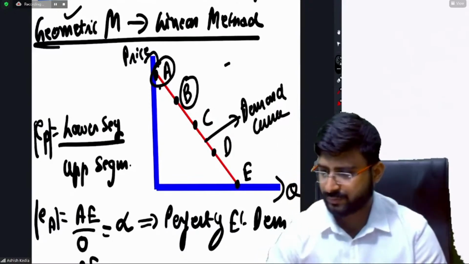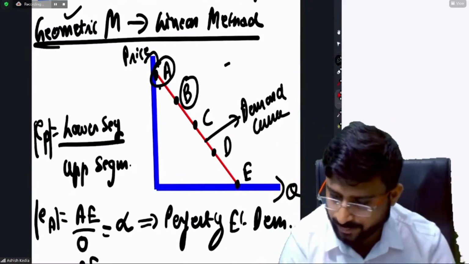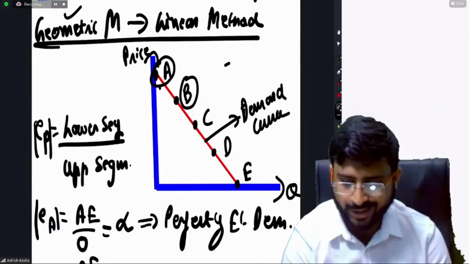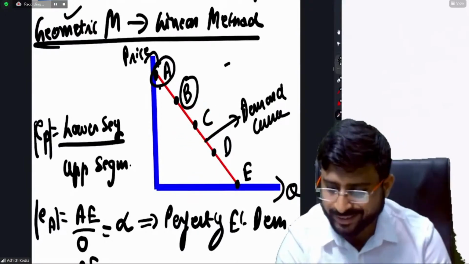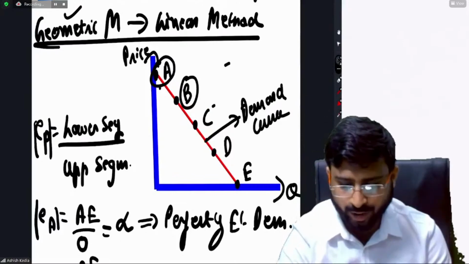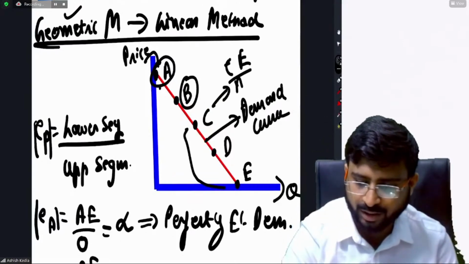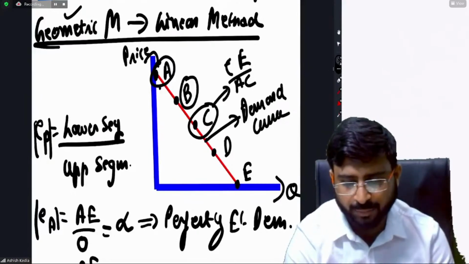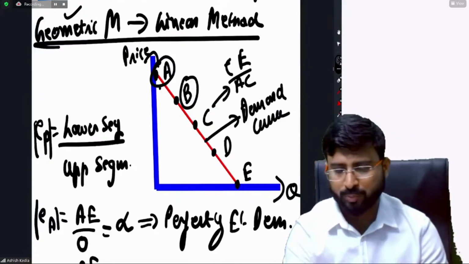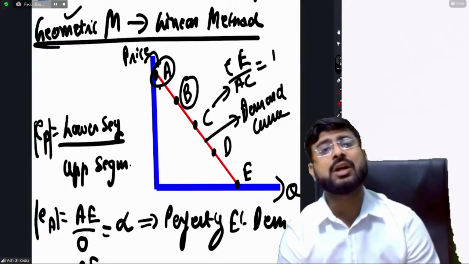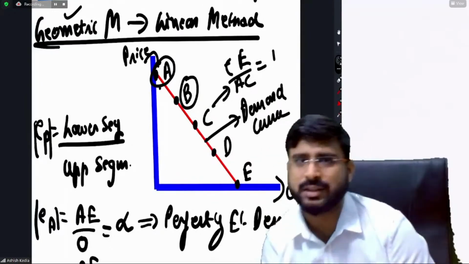Next, at point C. Point C is the midpoint, everyone. So at point C, what is happening? CE by AC. Now all of you know that C is the midpoint of the red line. So both are equal. So elasticity is 1. That is called unitary elastic demand.